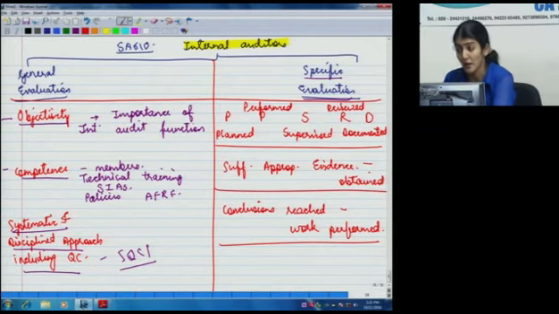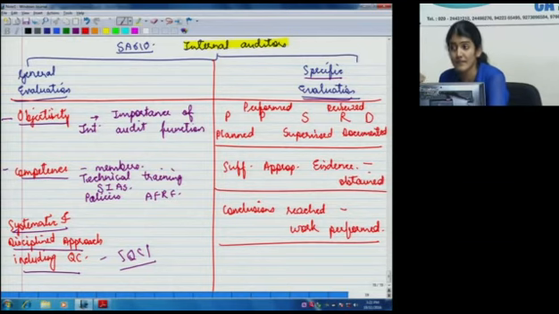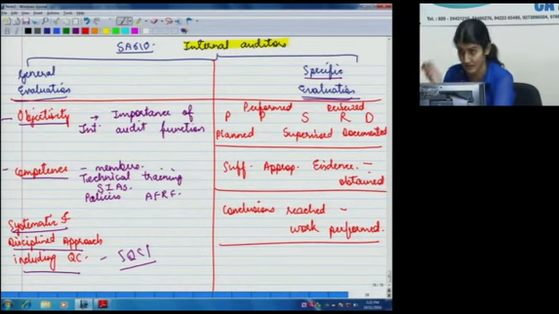What does it say? Whether the work of internal auditors was properly planned, performed, supervised, reviewed, documented. Whether sufficient, appropriate evidence has been obtained. And whether conclusions reached have been supported by the work performed by the internal auditors.